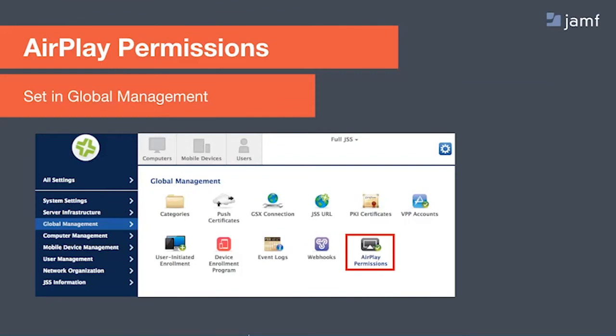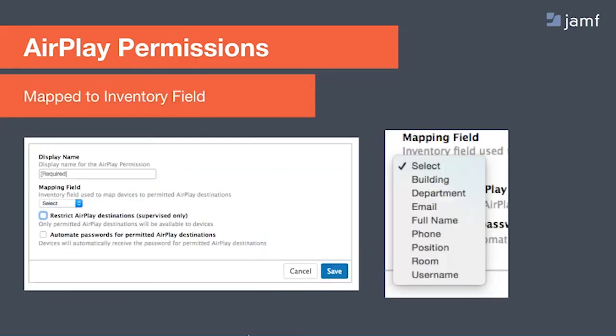Once we go into our AirPlay permissions, we'll see some various settings here. We have the option to map AirPlay permissions based on a number of different inventory items, as we can see on the right there. Like I mentioned, room is definitely a useful one. We can also limit that by building. For schools, for example, if we normally would have access to AirPlay between different buildings, we could lock that down, making sure that only devices in that building can AirPlay to their Apple TVs within that same building. As long as the two devices have the same value within that mapping field, they'll have permission to AirPlay to each other.